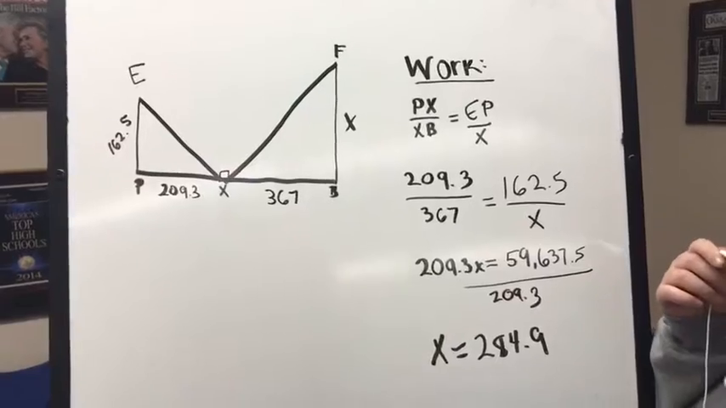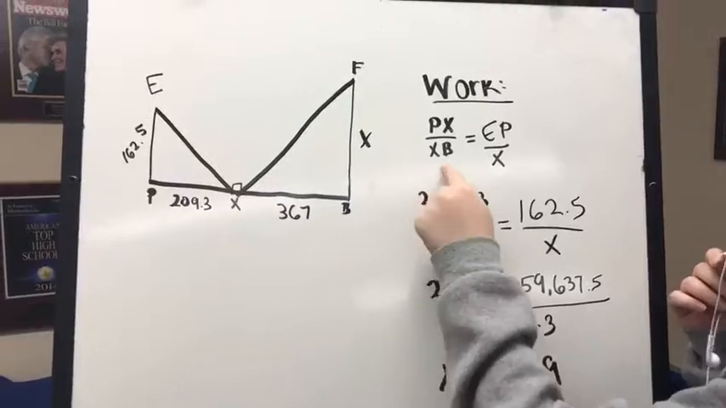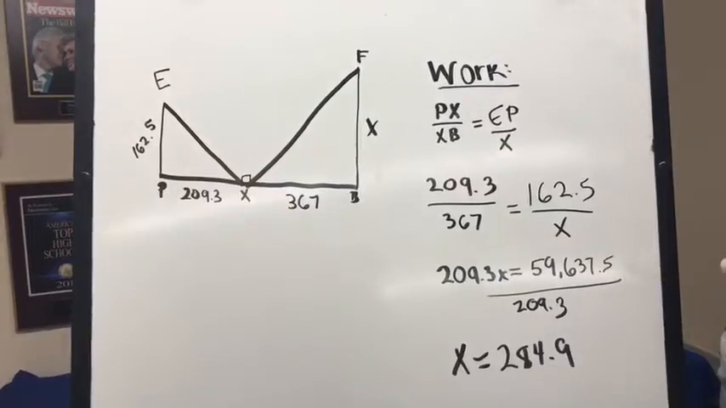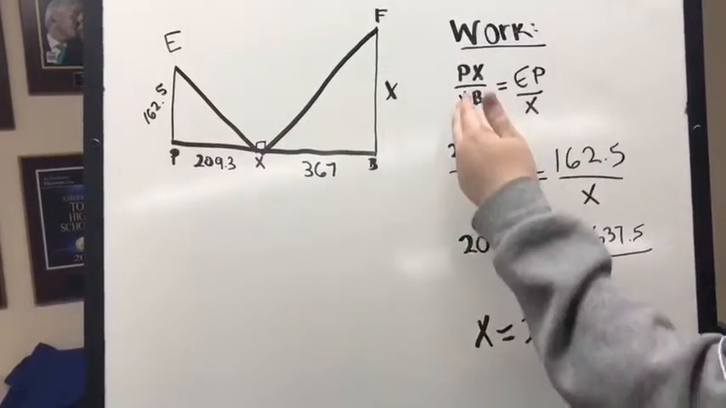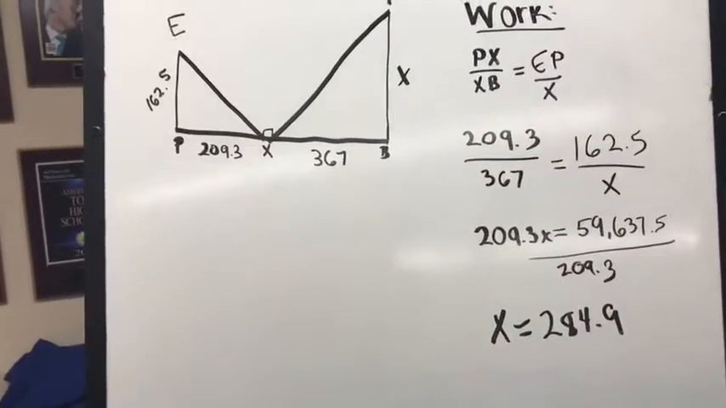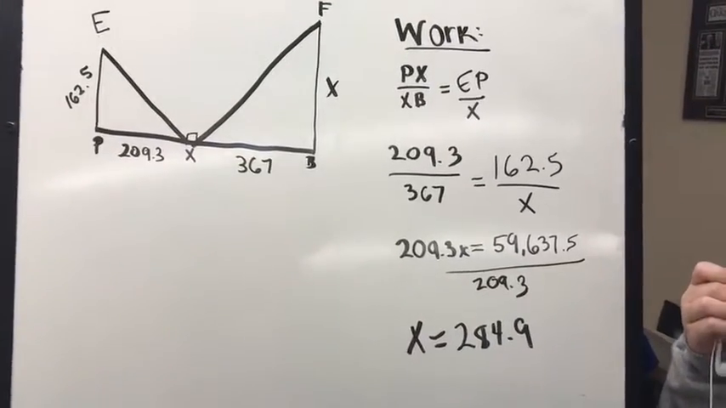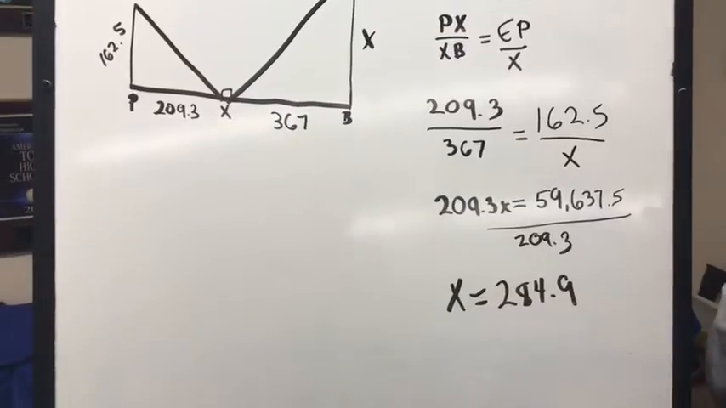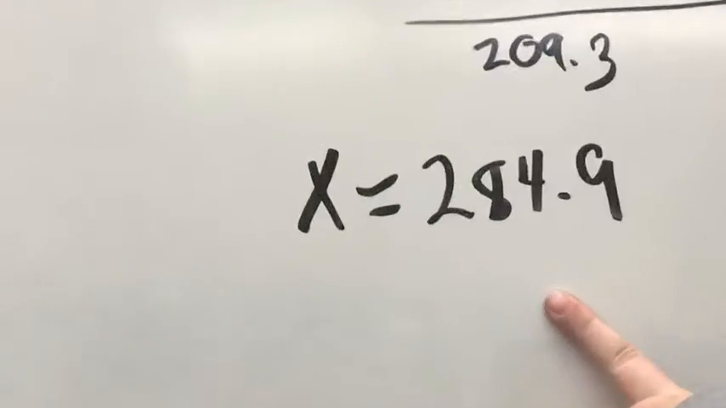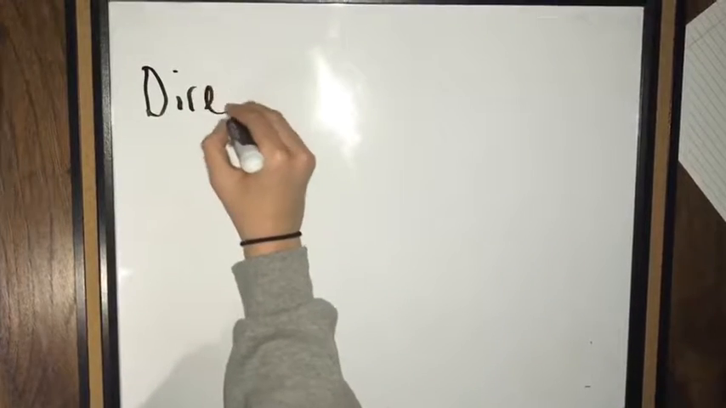Now that we know that we can use proportions, we can set them up. We do PX over XB, and then we do EP over X. Next, we put the numbers in, and then we cross multiply, since that's what you do with proportions. So you would end up with 209.3x equals 59,637.5. And then you would divide by 209.3 to get 284.9. The direct measurement of the swing set came out to be 294.5 centimeters.